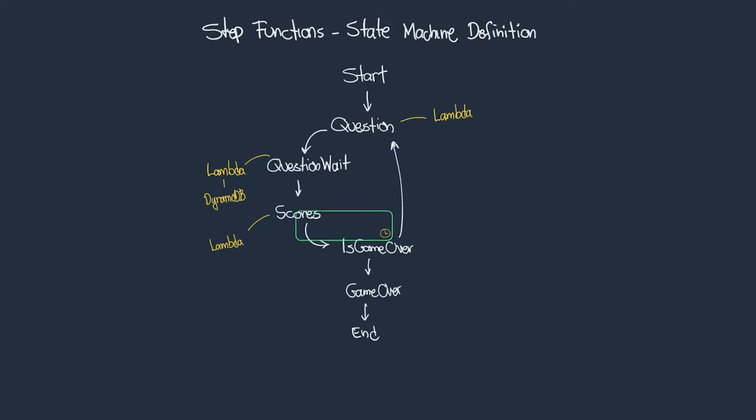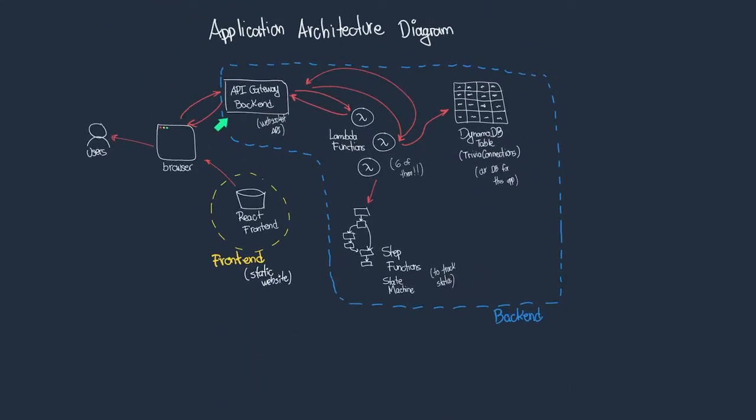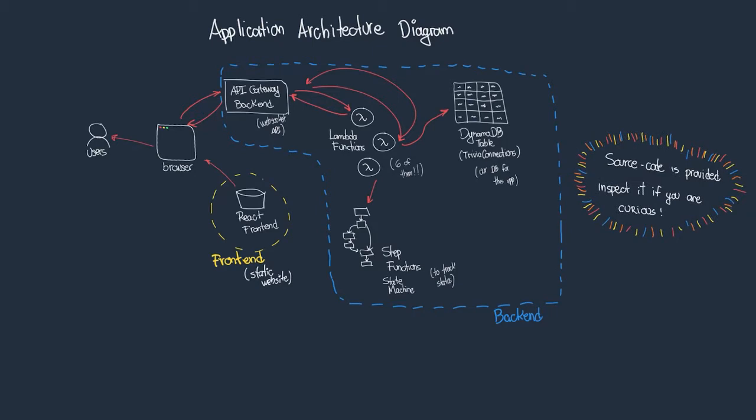The state machine loops over the question, wait, and scores state until we run out of questions. Now we enter into the game over state, where the state machine execution completes. We're using AWS Services API Gateway, S3, Lambda, DynamoDB, and step functions. We supply all the code. If you're familiar with Python for backend or React for frontend, you are more than welcome to pull apart the code and see how everything works.